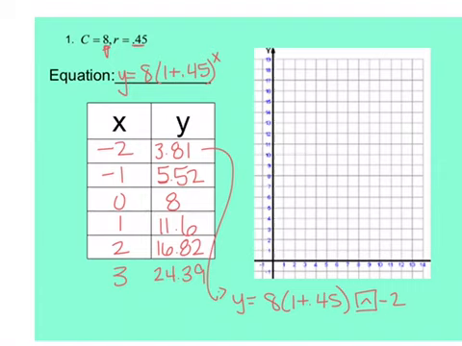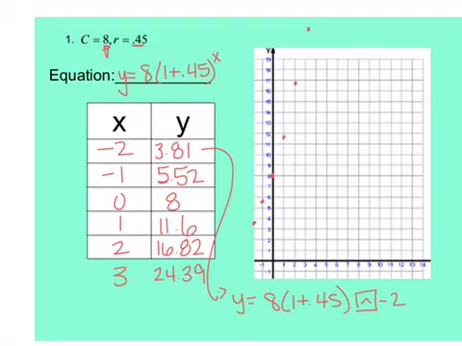So at -2, I'm at 3.81. At -1, I'm at 5.52. 0, I'm up at 8. 1, I'm up at 11.6. 2, I'm up at 16.8, so almost to 17 there. And then 3, I'm all the way up at 24, somewhere up here.